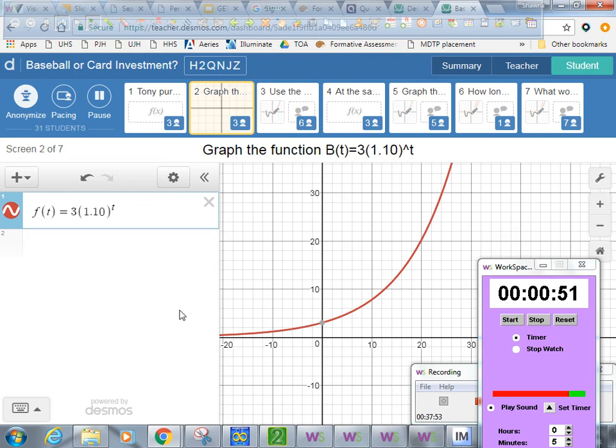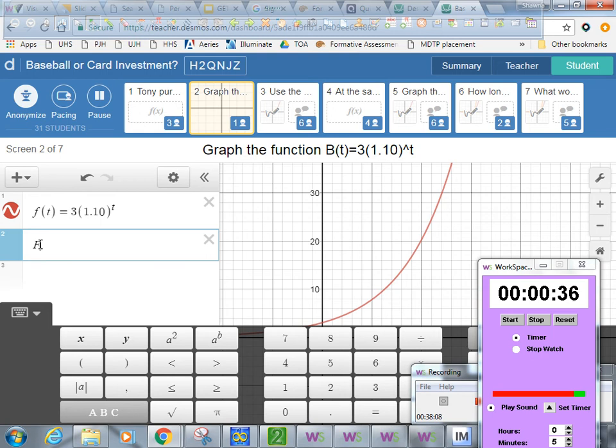When we did it, there's another way to do it. I could put in f of t equals 30. Isn't that going to give me a horizontal line? Then you can see exactly where they intersect. How cool is that? Right? That's how we would have done it when we were graphing them on our own, right? Solving an exponential function. So that's the most accurate way to do it.